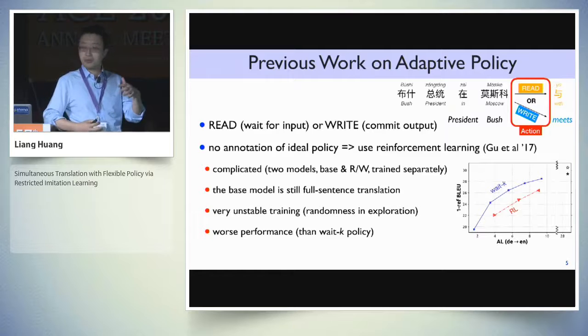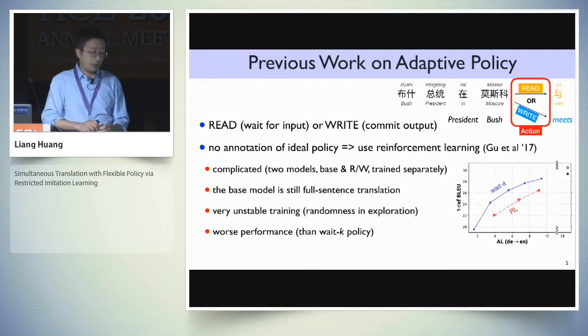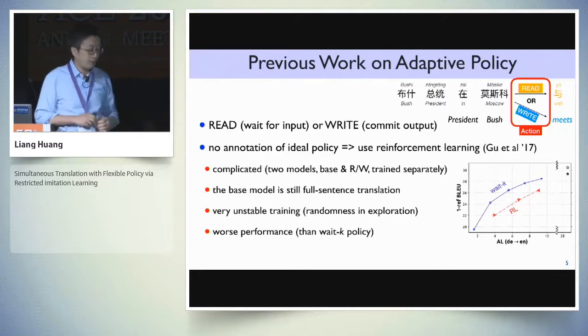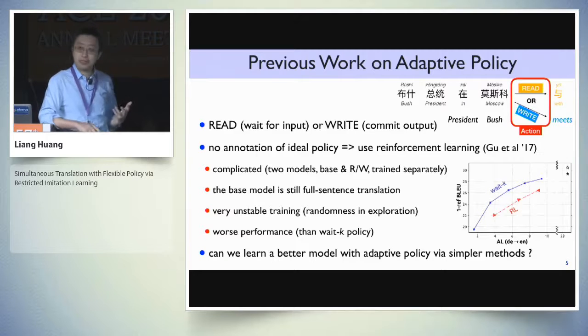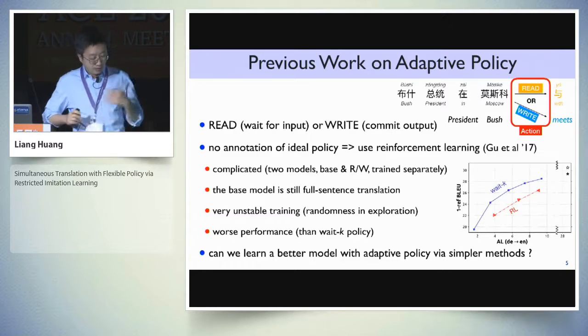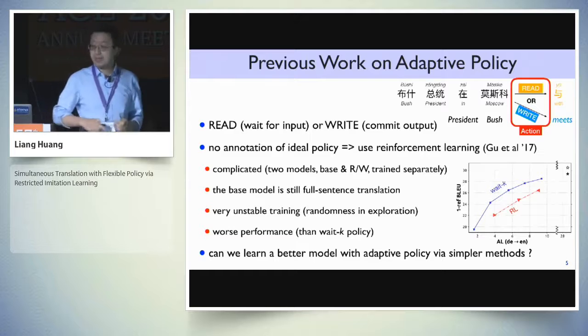They have 2 models. One is the base translation model, which is actually a full-sentence model, and on top of that, a read-write model trained separately just to decide read or write. So they're 2 completely separate models. The reason this is very hard to replicate is mostly due to RL. Randomness in RL means the training is very unstable, and the performance is actually worse than wait-k. So the question is, can we learn a better and simpler model for the adaptive policy?